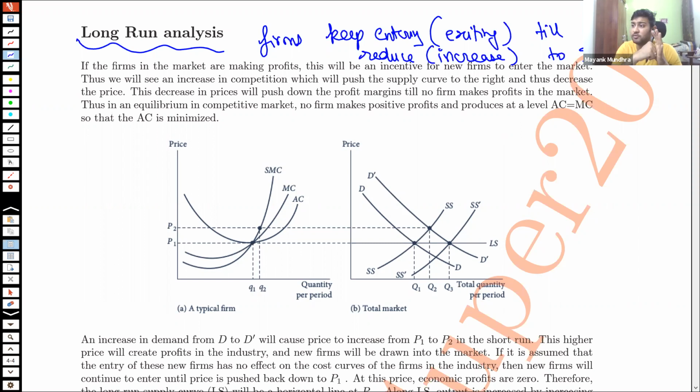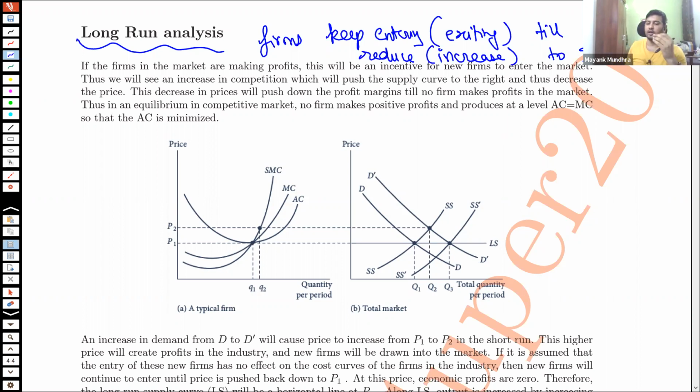Now, what is economic profit? Economic profit is profit after accounting for the opportunity cost. So it's not accounting profit. Accounting profit is when the firm is making profit. Economic profit is whether it's making profit over its opportunity cost.